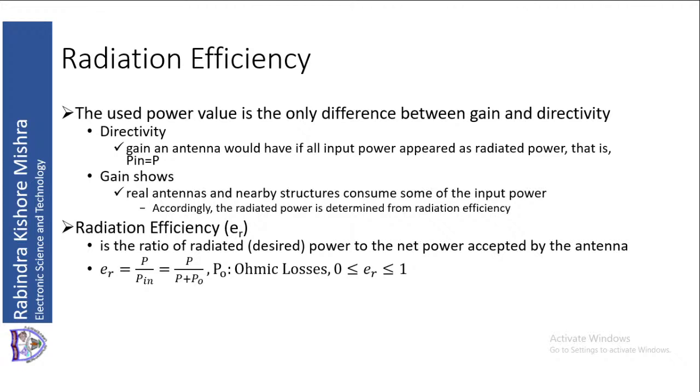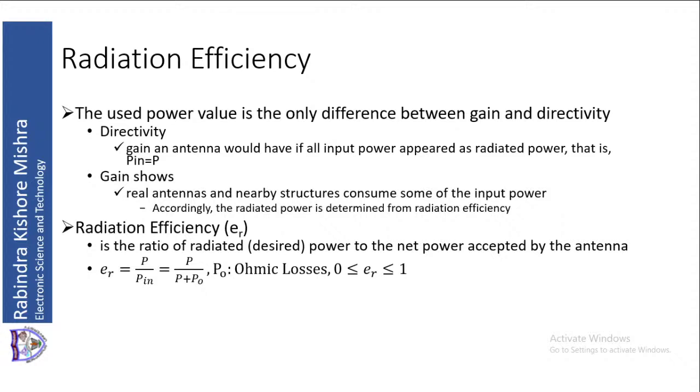The radiation efficiency ER is the ratio of the radiated power to the net power accepted by the antenna. So ER is equal to P by P in. Here P in is the power accepted by the antenna, and P in the numerator is the power radiated by the antenna.